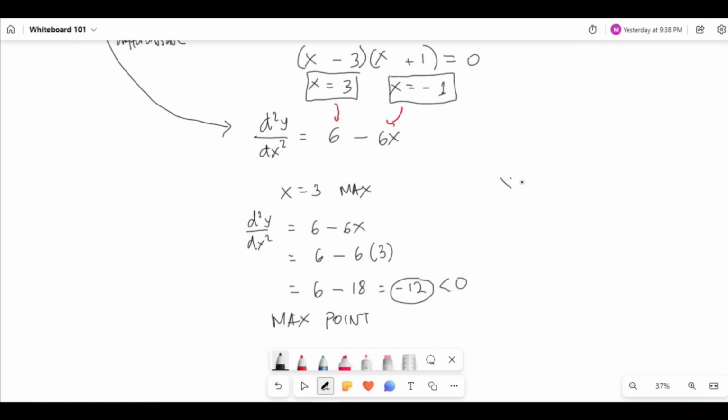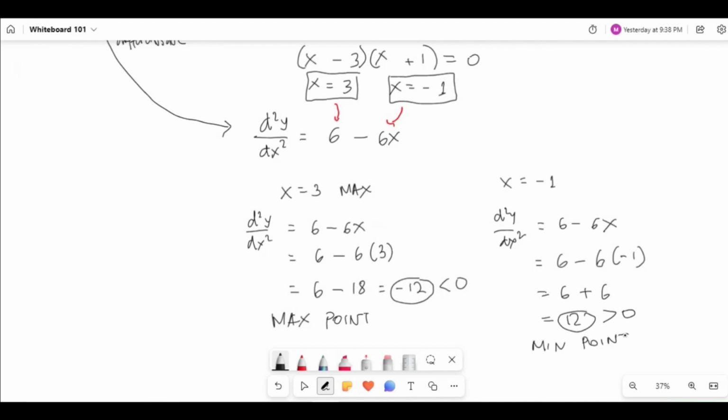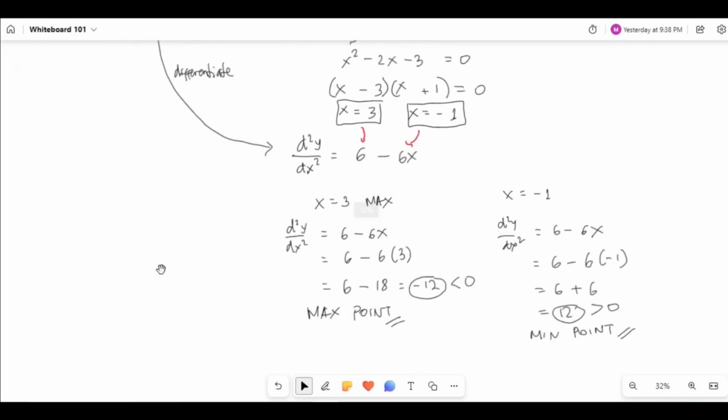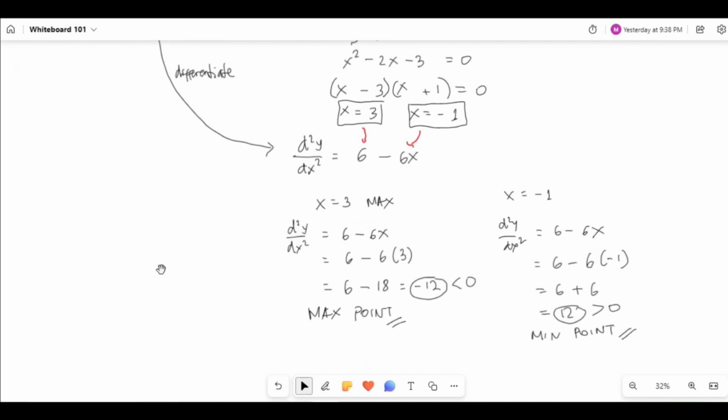Okay, let's test one more with x equals negative 1. d squared y over dx squared is 6 minus 6x. I test negative 1. It's going to be 6 plus 6, which is 12. It's greater than 0, positive 12. So x equals negative 1 is the minimum point. That's it. That's how we can classify the stationary points by using the second derivative. I think that's all. If you have any question, you can drop it in the comment section. Thank you guys. Bye-bye.